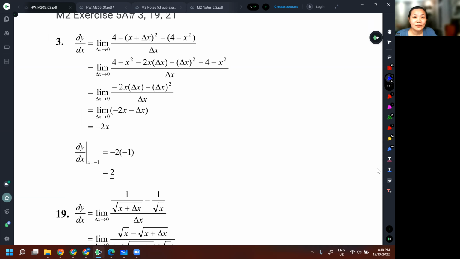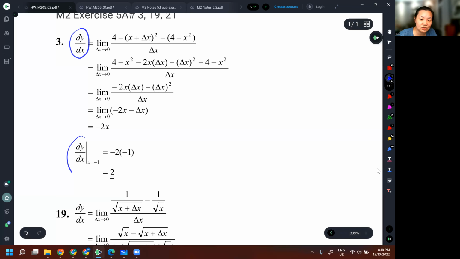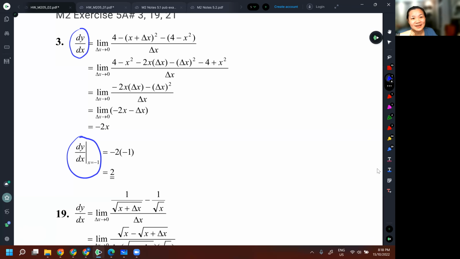Question 3. Question 3 is the one that only looks for the derivative, not derivative function. However, if you look at the standard answer, it looks for this derivative function first, and then use the substitution to find the derivative. You can do that. But some of you, I noticed that only 2 students, that is less than 10% in our class, try to find the derivative using the first principles.